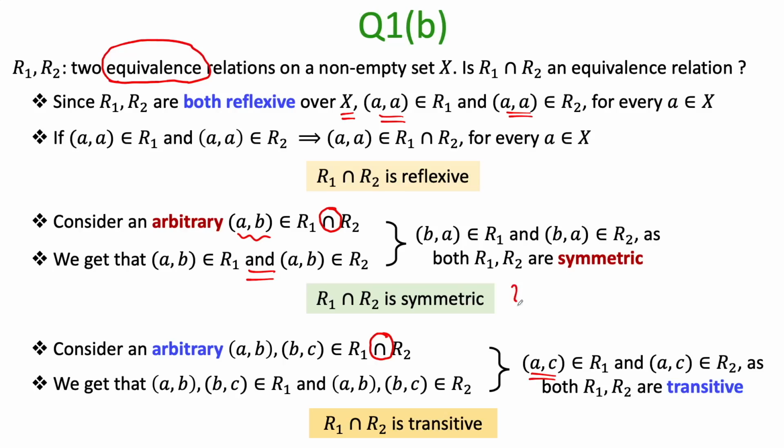So now you can see that the argument that we have given here for the intersection of R1 and R2 to be a transitive relation need not hold for the union. And this is precisely the reason due to which the union of two equivalence relations need not be a transitive relation and hence an equivalence relation. You can verify that.